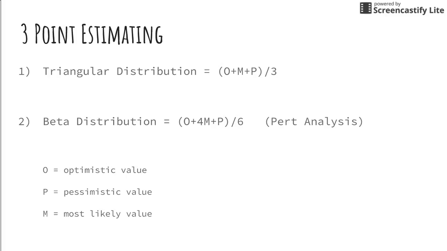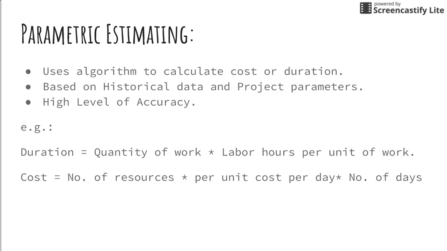The next one is 3-point estimation. There are two categories for it: triangular distribution and beta distribution. O, M, P are the optimistic value, which is the best case scenario, the pessimistic value, which is the worst case scenario, and the most likely value, which is the M. When you divide the sum by 3, it gives you an estimate, and when you divide it by 6, which is also called a PERT analysis, it gives you more accurate estimates than the triangular one. So you can make use of these kinds of estimates as well.